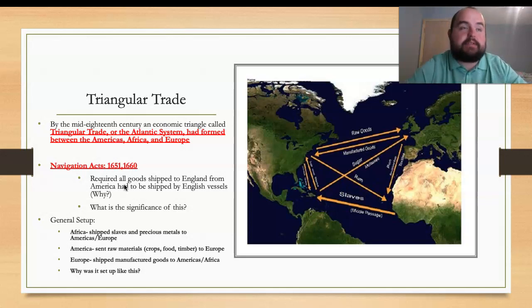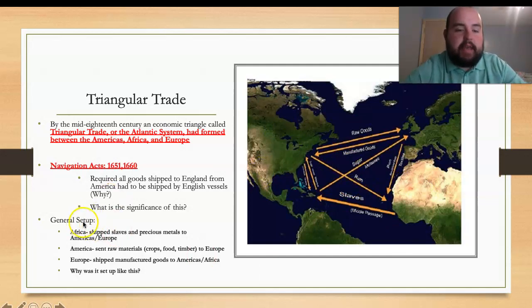Now, as you might guess, it's about the monopoly of profit, essentially. If England gets to have the ships that these goods are shipped on, England is the one who's going to get the lion's share of the profits. So this shows that European countries were very invested in protecting their wealth on this trade system, and they wanted to monopolize it as much as possible. The general setup is very simple. There's, of course, more specifics going on, but this is the gist of it.